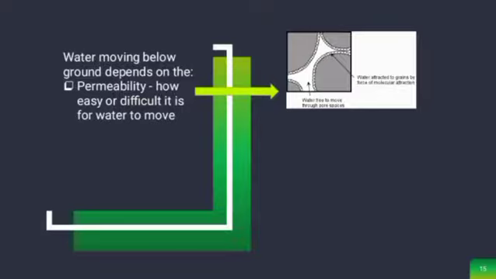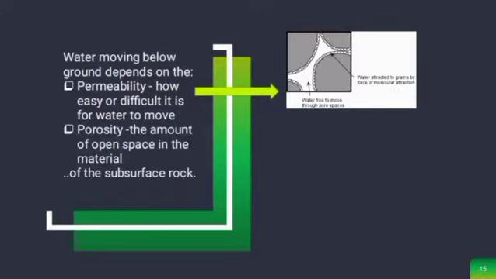Thus, yung coarse-grained rocks are usually more permeable than the fine-grained rocks. And yung sands are more permeable than clays. So, ayan, may mga araw na din siya. Water is attracted to grains by the force and water is free to move through pore spaces. So, next we have the porosity, the amount of open space in the materials of the subsurface rocks.